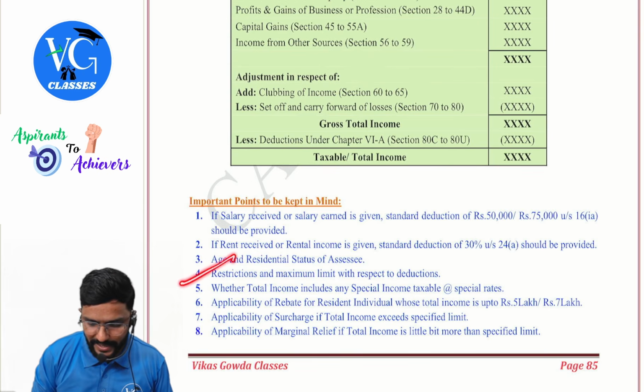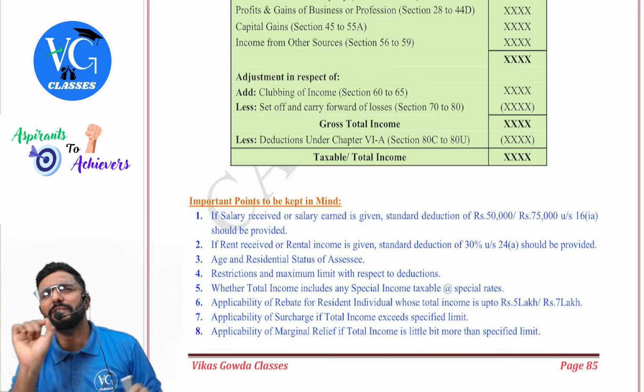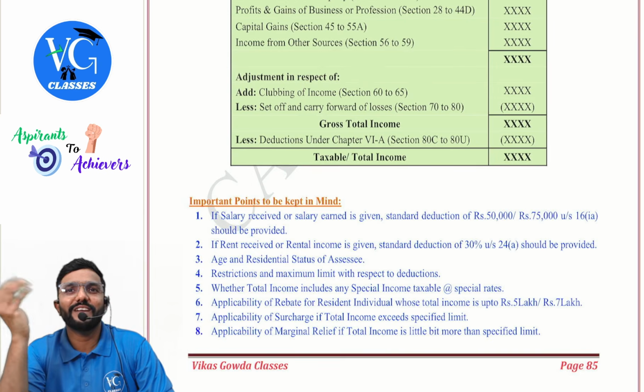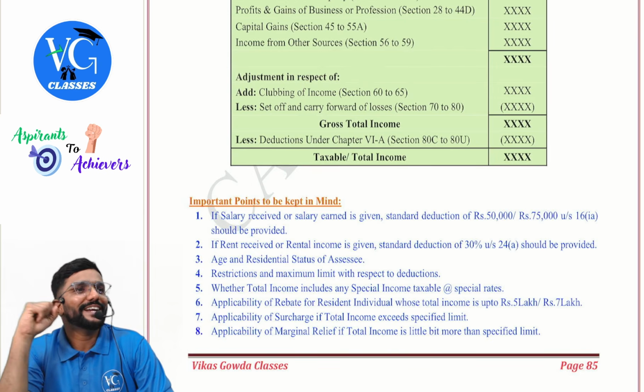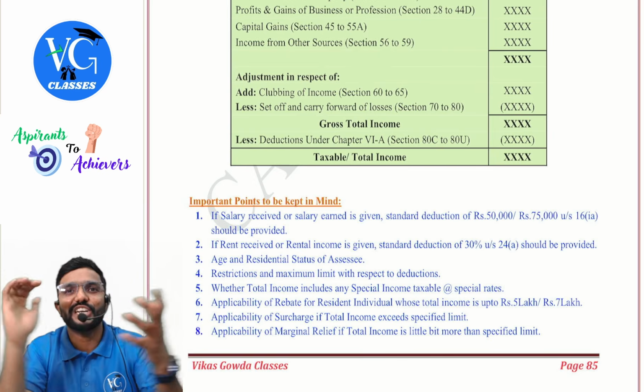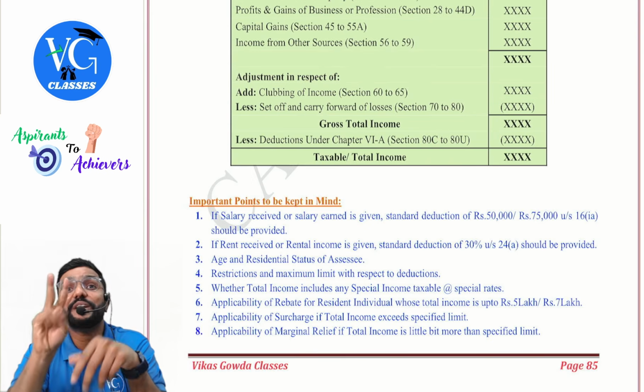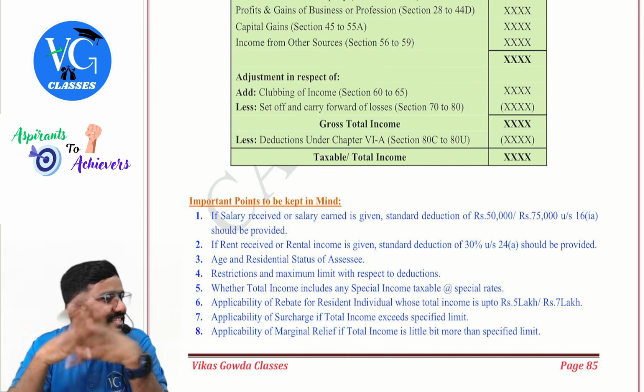Then restrictions and maximum limit with respect to deductions. They will play around with those maximum limits, guys. For example, they will tell: because he has paid 28,000 health insurance premium for his spouse and children, how much deduction will you give under section 80D? 25,000. Assuming age is less than 60.